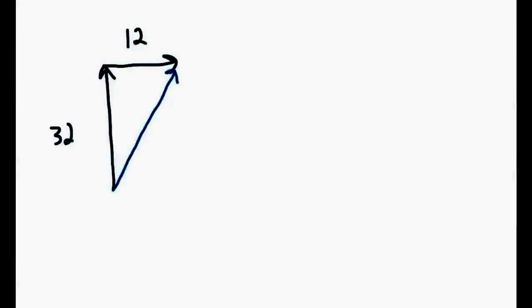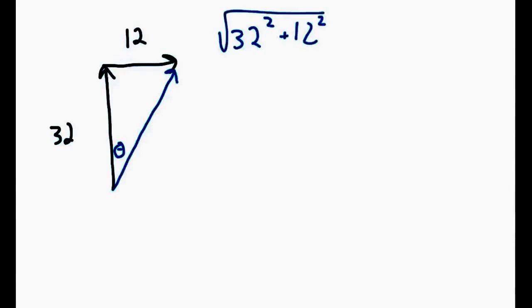So this one we have 32 to the north, 12 to the east. So the question is, what is the resultant velocity? So we want to go from start to finish just like that. So we want that side and that angle. So we just do the exact same thing we just did. So to get the side, we would go Pythagorean theorem. So 32 squared plus 12 squared, square root that answer, and that should give you 34. It works out to 34.